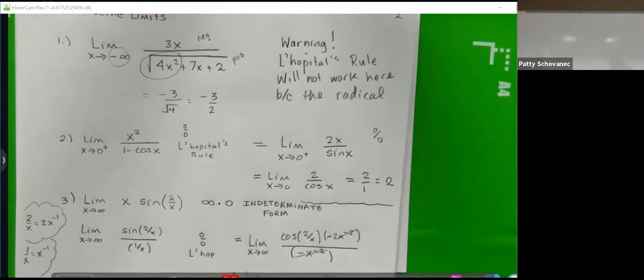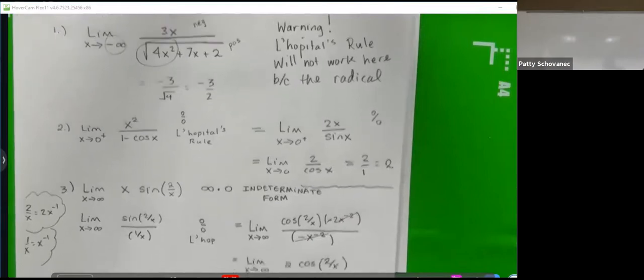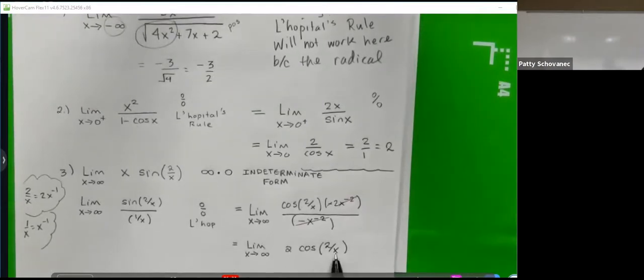As x goes to infinity, 2 divided by x goes to 0. So I need the cosine of 0. Cosine of 0 is 1. This gives us 2 times 1. Our limit is 2. Okay?